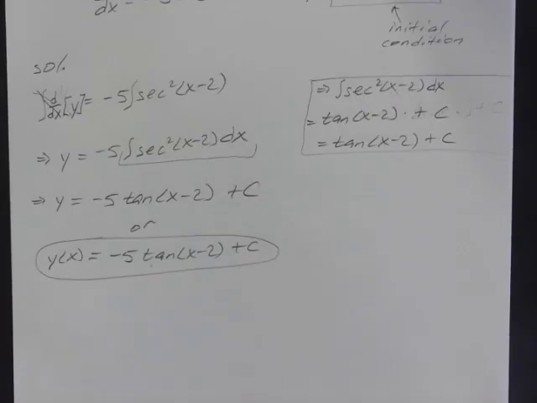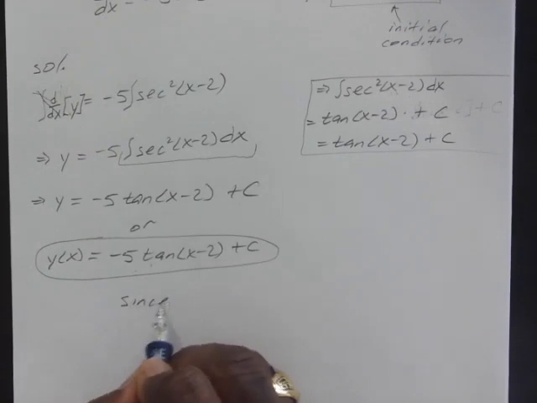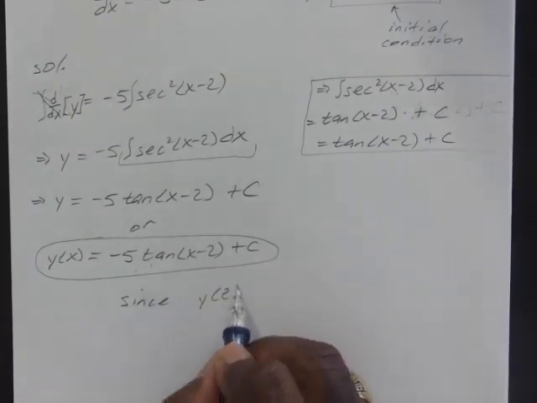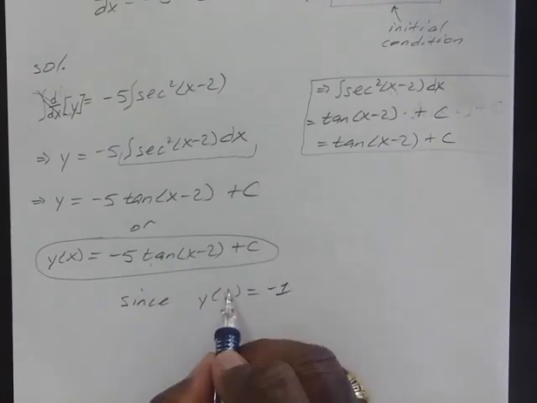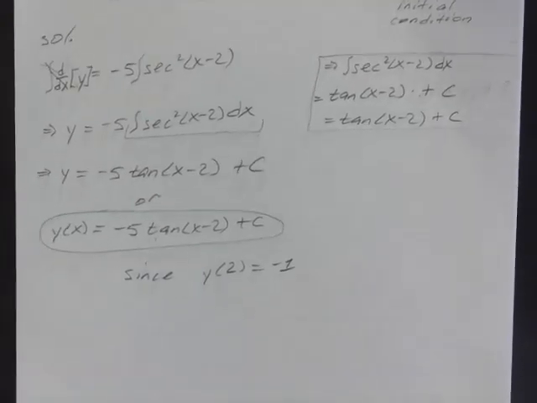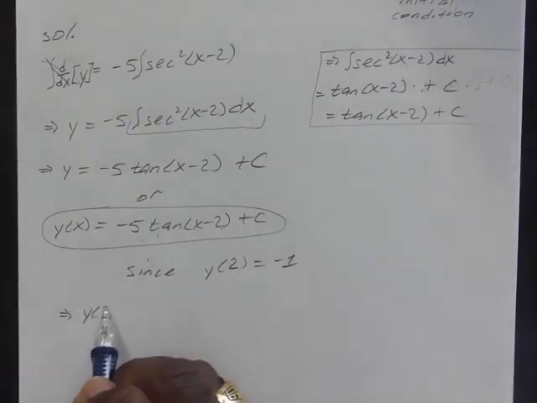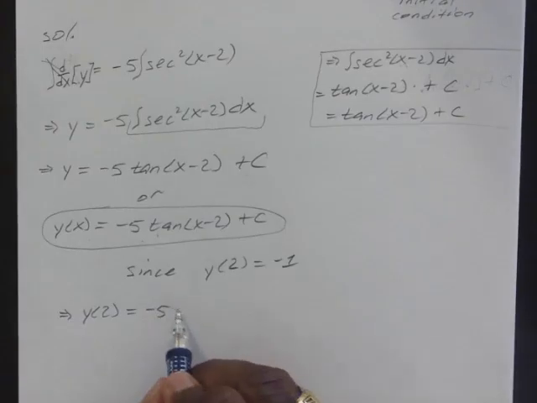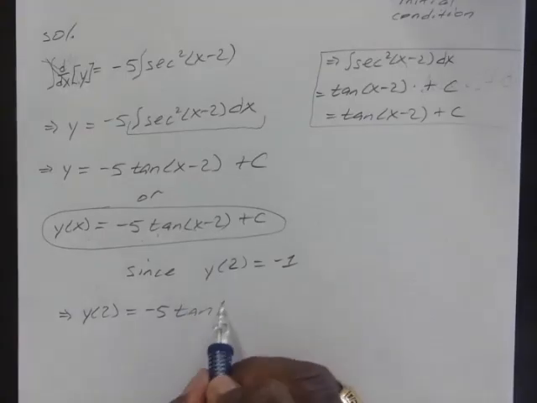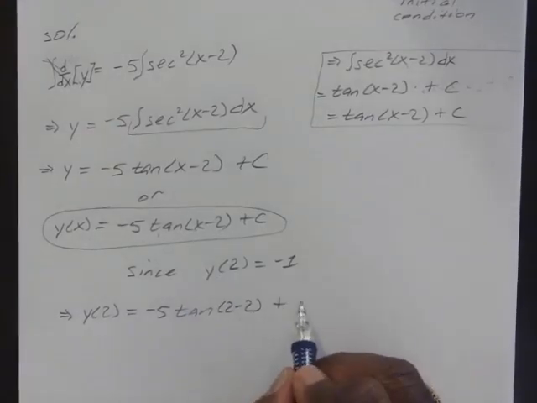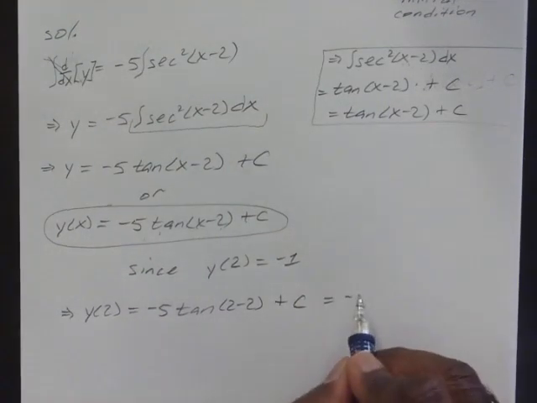Okay, so we're not done yet, but we're close to it. Okay, so since we know that y of 2 is equal to negative 1, then we can say that y of 2 is equal to negative 5 times tangent of 2 minus 2 plus c. And we know that is equal to negative 1.